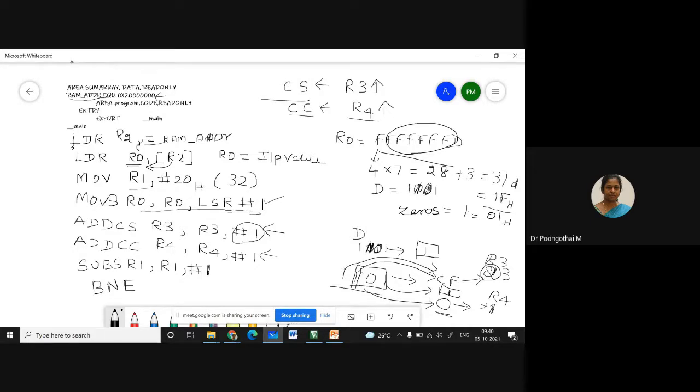to 0. For that, you have to use the branch not equal instruction. So BNE L1. This L1 goes to this place to perform the next rotation, the next shift operation. So this one is used to check whether R1 is 0 or not. If R1 becomes 0, the condition is false, and in that case it will exit out of this loop. Is it clear, students?